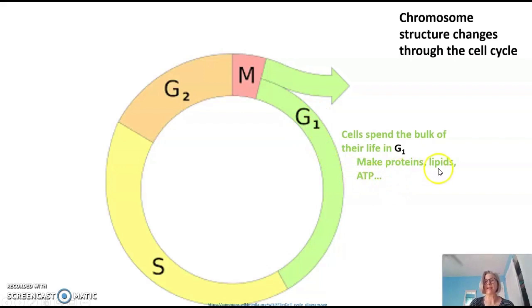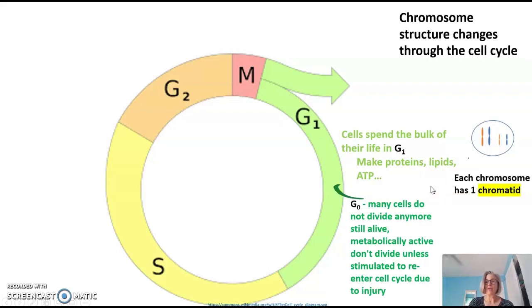They are making proteins and lipids and ATP and transporting things in and out of the cell. This is in fact where cells spend the majority of their life. The majority of a cell's lifetime is spent in the G1 phase. During this time, cells have unreplicated chromosomes. So I'm showing you a nucleus here from a cell that has 4 chromosomes. It has 2 large chromosomes and 2 small chromosomes. Each has one chromatid. So in an unreplicated chromosome in G1, there is one chromatid per chromosome.